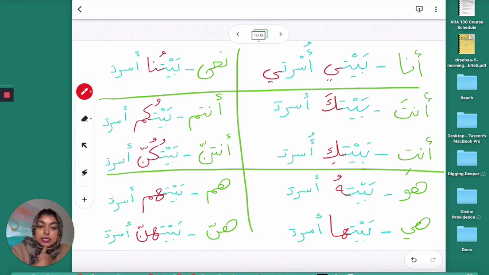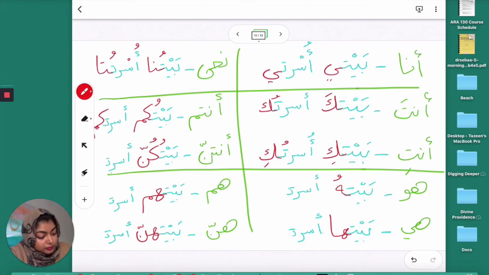So, usrati, my family. If I want to say our family, usratuna. Usratuna, our family. Your family, usratuka. Or if you want to say usratak, that's fine, putting the fatha on the ta instead. Usratak. Usratuki, or usratik. Usratukum. This is attached. Usratukunna.